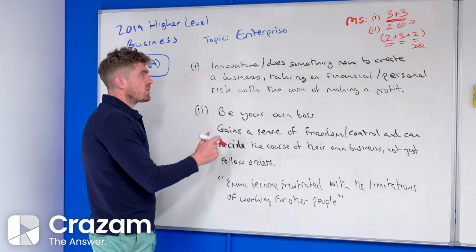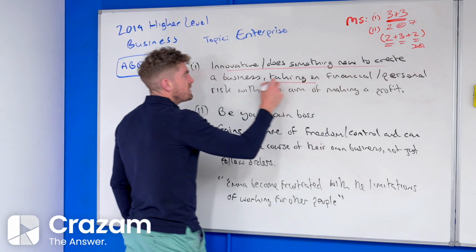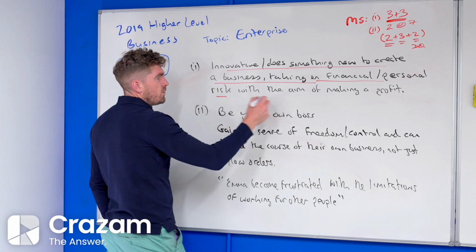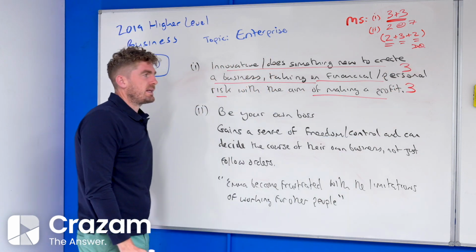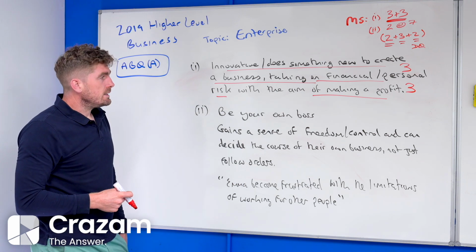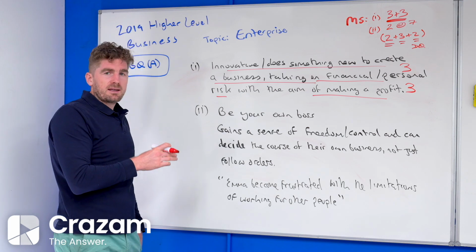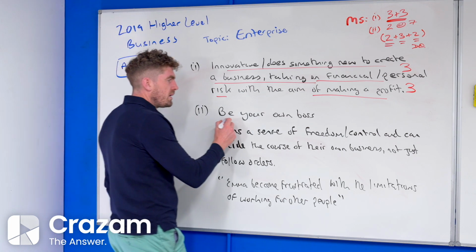So, explain the term entrepreneur. It's when someone is innovative and does something new to create a business, taking on financial, personal risk with the aim of making a profit. So this stuff here is 3, and then linking in that the idea is to make a profit is 3. So that's generally what an entrepreneur is. And you needed most of those keywords in there, or you would get either 0 or 3 if you didn't have them. And then the benefits, so you'd be your own boss.